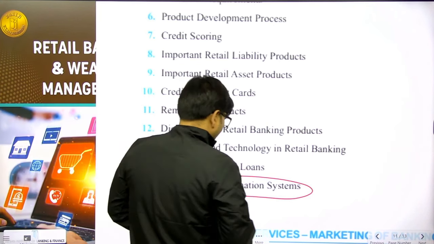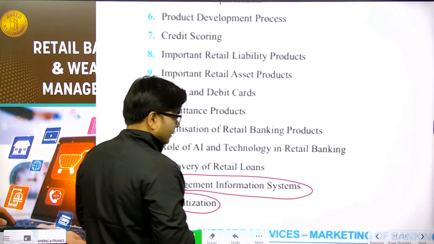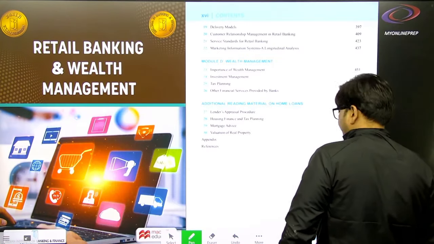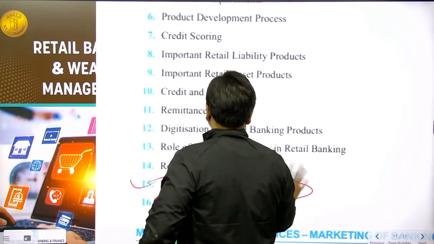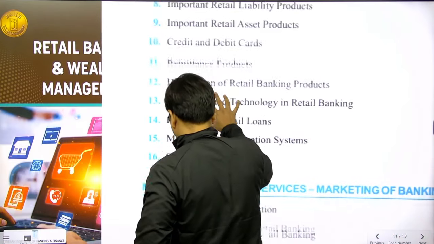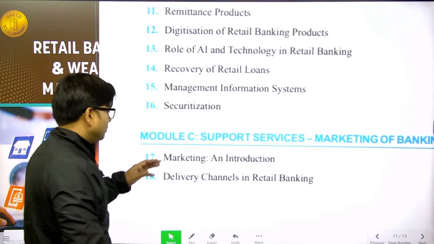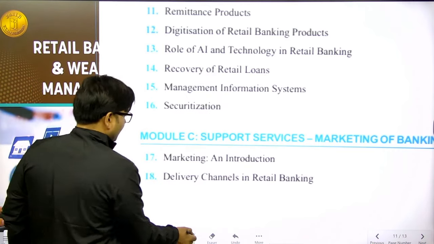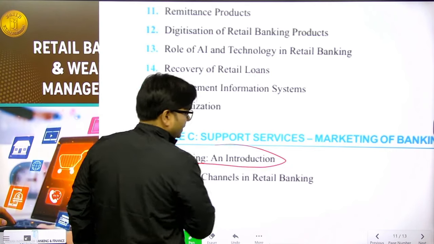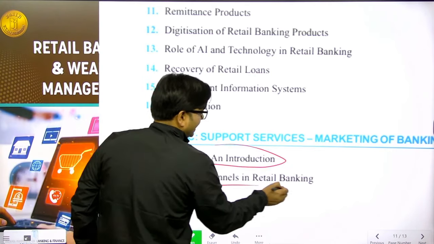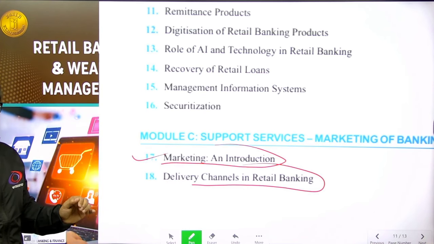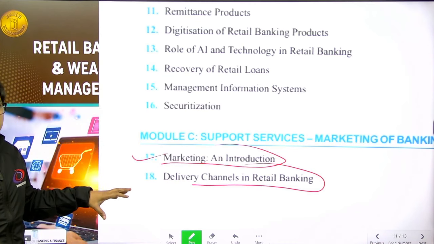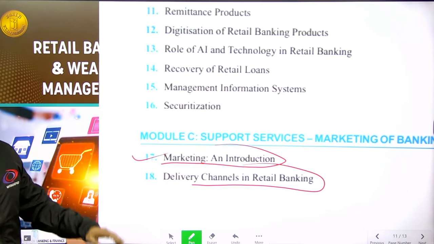Okay, now let's see what changes have been done in Module D. What you have to study in Module D: two topics, marketing and introduction, were already there in Module C of retail banking. Delivery channel in retail banking was already there, so no major changes. They have just kept all the topics from retail banking in the Retail Banking and Wealth Management paper.